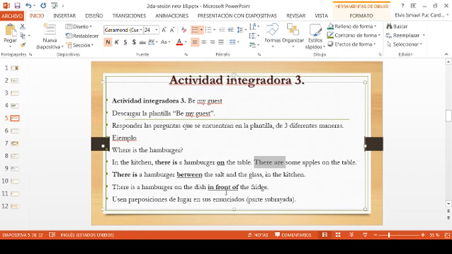You can see that underlined is over here, in front of, between. Those are the prepositions. And as I told you, you have to use there is for singular, there are for plural. Some apples, you know, that is plural, use there are. Hamburger is singular, use there is. Now we are going to see the document that you are going to fill.